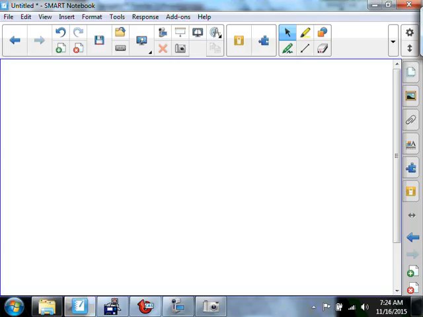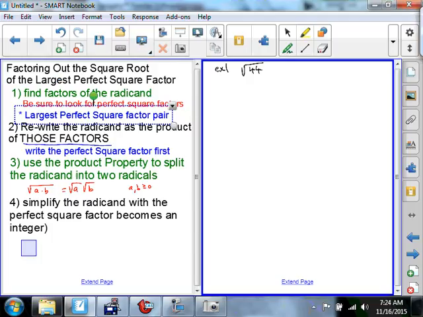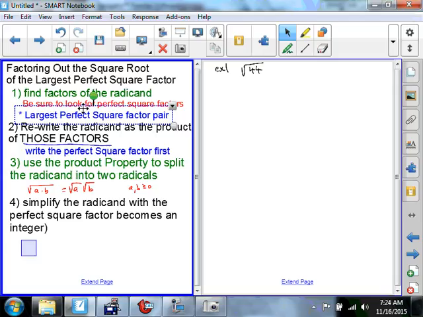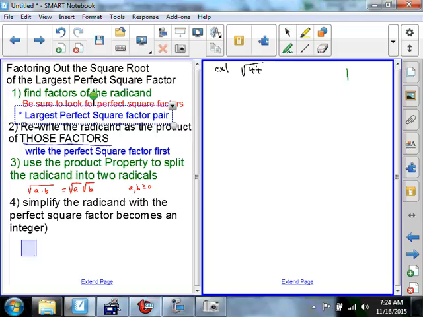So we tried example 1, the square root of 44. Let's try to follow these steps. Step 1, find the factors of the radicand. So 1 and 44, 2 and 22, 4 and 11. And remember what we're looking for. We're looking for perfect squares.